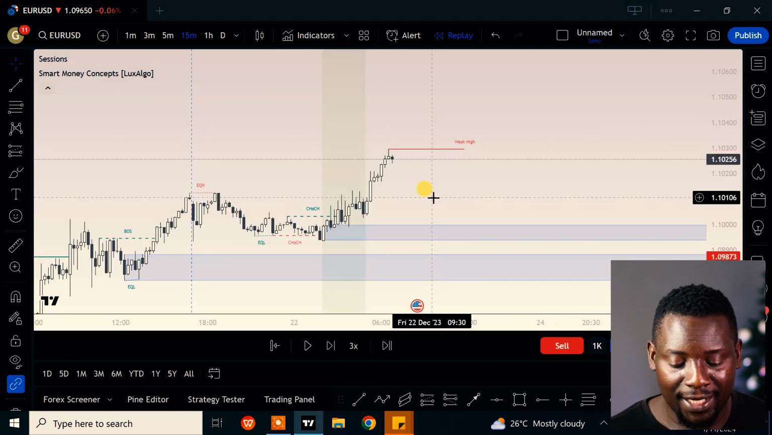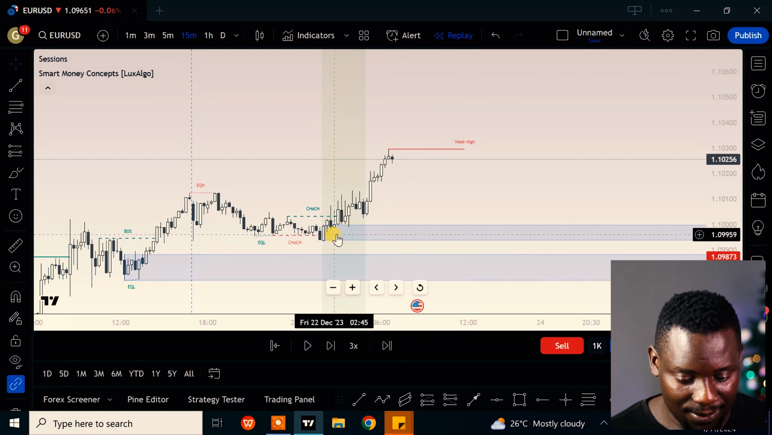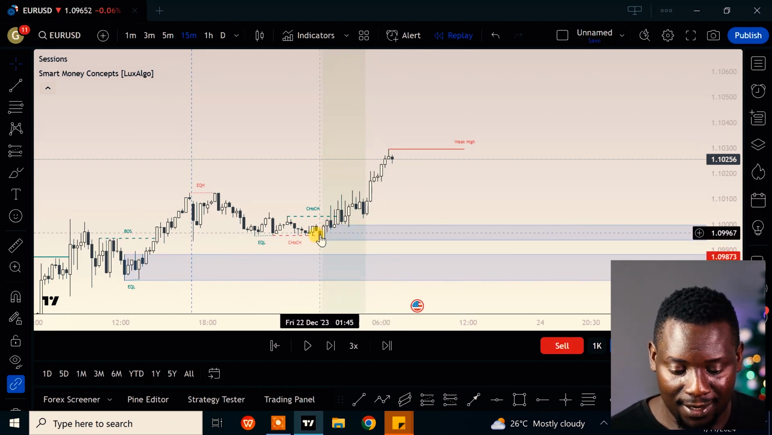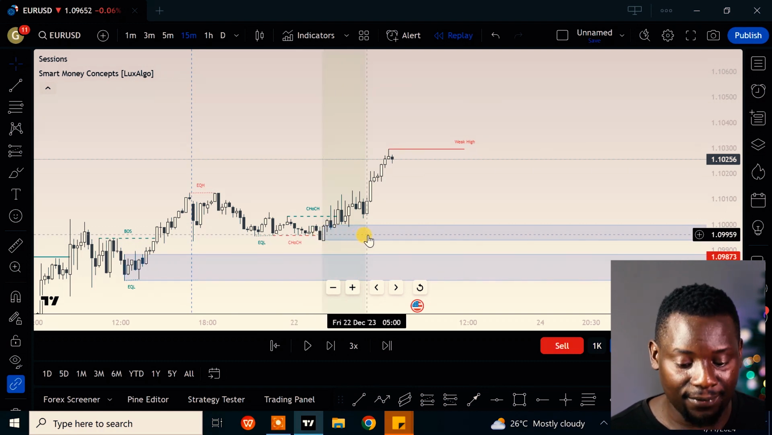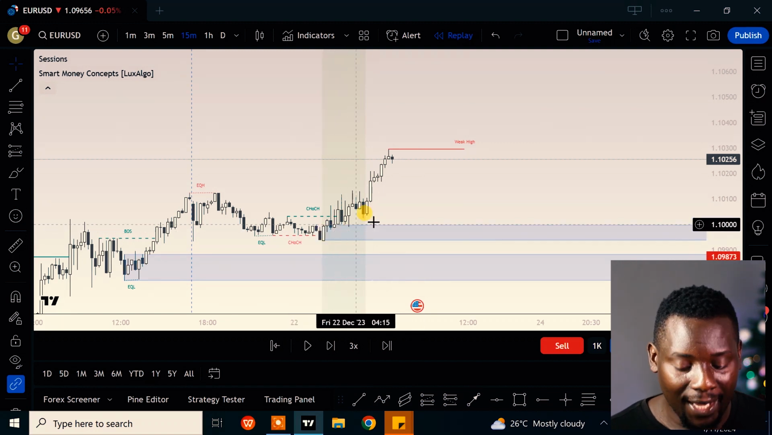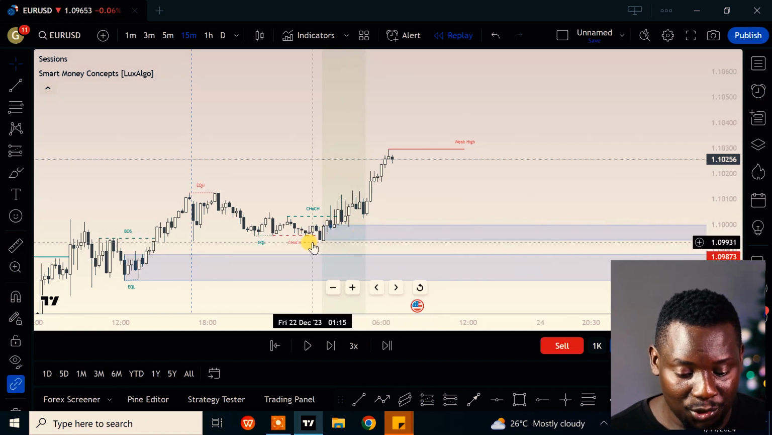We can even go ahead, look at another example right here. You can see this right here is basically our kill zone, from about 2 a.m. up to about 5 a.m. So this is the London kill zone. We can clearly see that during the London kill zone, we had an order block form right within that time period, which led to our low for the day, which is right there.